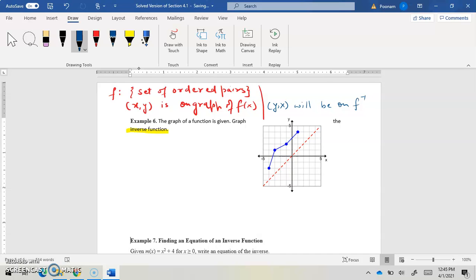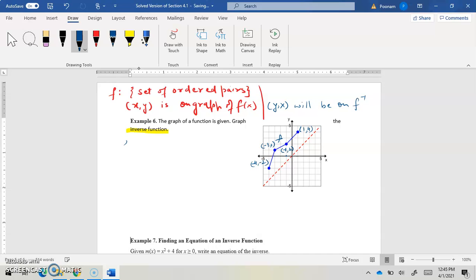We have this question number 6. The blue curve is the graph of the function f. Let's find all the points. This point is (1, 4). This point, x value here is negative 1, (-1, 2). This point here is (-3, 1). This point will be (-4, -2).